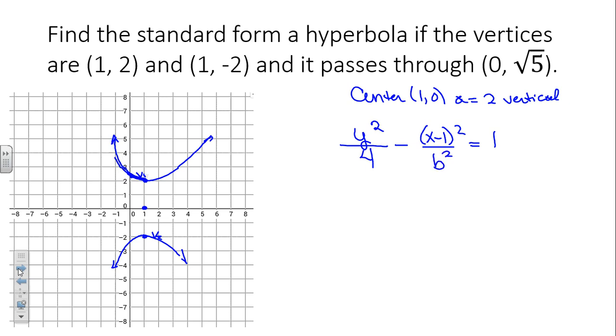So how can we find out what b squared is? We don't know the foci. We don't have foci. If we knew c, we could use that to find b, right? But they didn't tell us anything about c. But they told us one point that satisfies the equation, right? Yep, so plug it into the equation. So let's put 0 in everywhere we see x, and square root of 5 everywhere we see y.